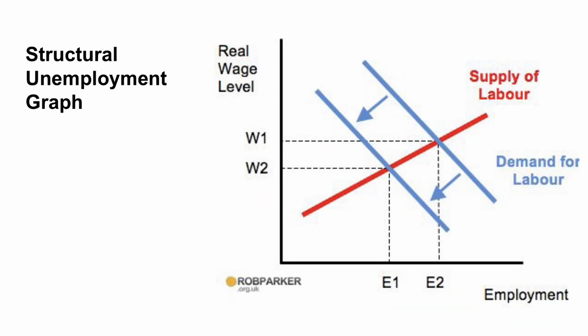This is the graph for structural unemployment. The demand curve shifts to the left when there is a change in the structure of an industry.